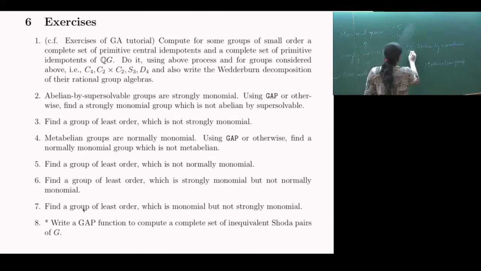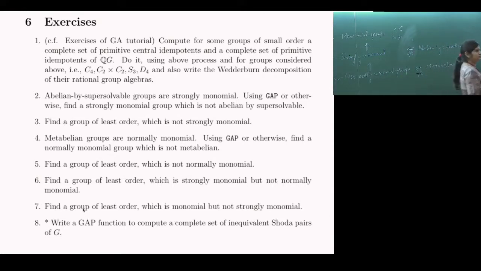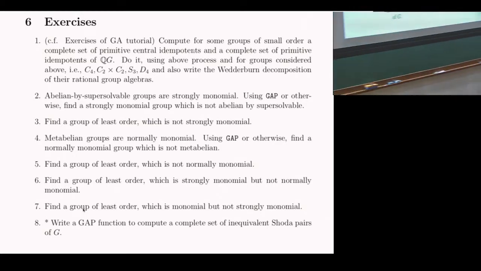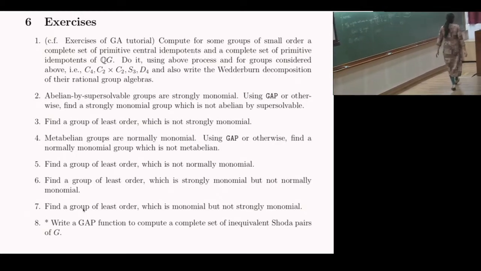Can you find a strongly monomial group which is not abelian-by-supersolvable, which is outside the class of this? And can you find groups which are strongly monomial but not normally monomial? You can use GAP to write down certain functions and go over the library of small groups present there. Otherwise, if you want to construct such groups, that will be a nice exercise. Because it had to be an overlap of the group algebra lecture and the GAP lecture, these are the exercises that you can do in whatever way you want to.